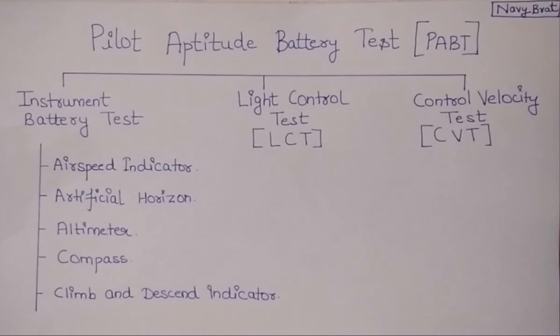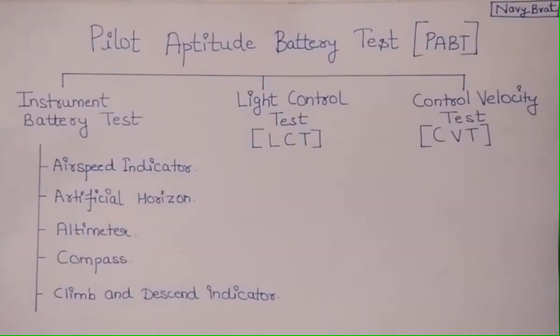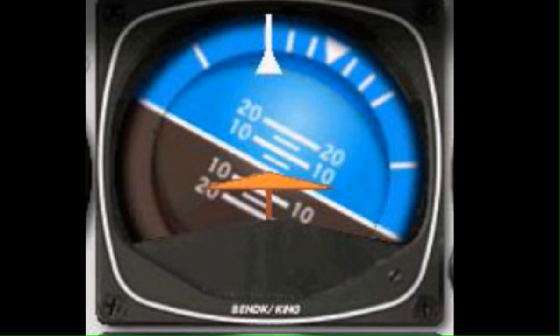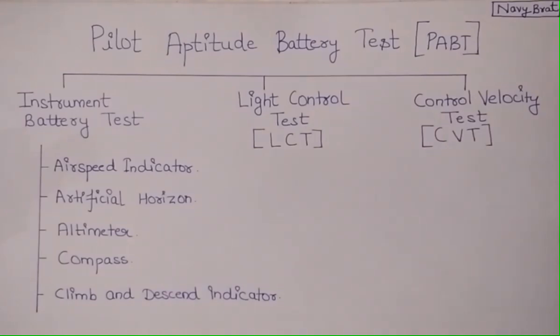In this picture you can see that the aircraft is level to the ground. Let's see the second picture of the attitude indicator. In this particular picture you can see that the aircraft is banking 30 degrees towards the left.